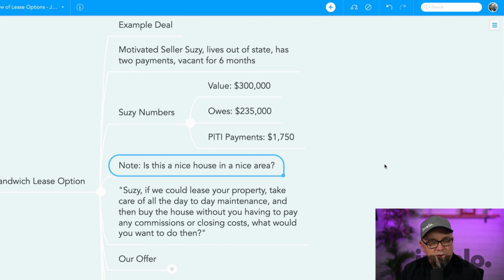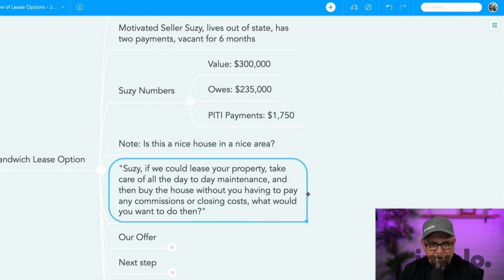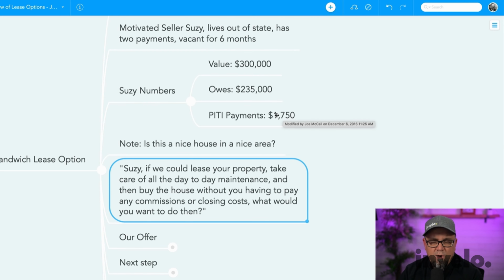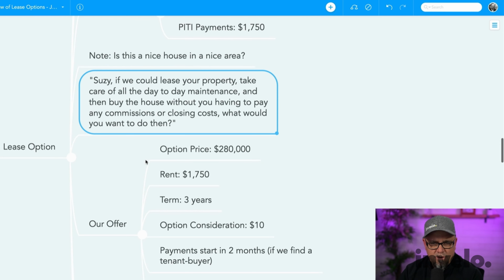So again, you want to make sure it's a nice house in a nice area. And I say something like, Susie, if we could lease your property, take care of all the day-to-day maintenance and repairs, and remember, she's worried because it's vacant for 6 months. She's been making this mortgage payment, right? And I could buy the house and you don't have to pay any commissions or closing costs. What would you want to do then? She says, well, I might want to do a lease option. Okay, great. Here's our offer.